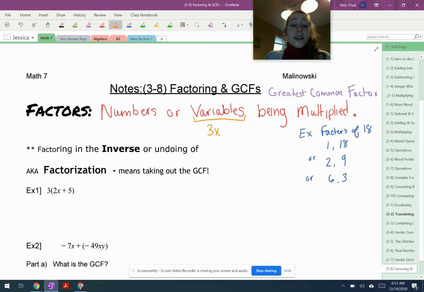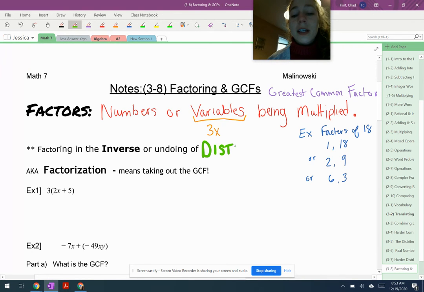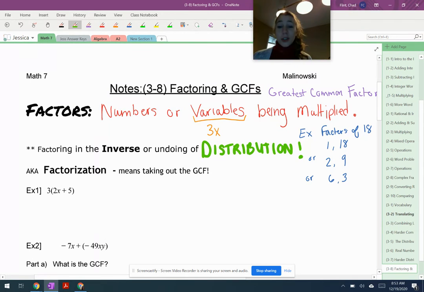This piece here, factoring, is the inverse or the undoing of distribution. That is extremely important, and that's why distribution itself is very important, and factoring is important because it goes right along with it. And when I say inverse operation, I mean the way addition is the inverse of subtraction, the way division is the inverse of multiplication. Distribution and factoring are back and forth like that.